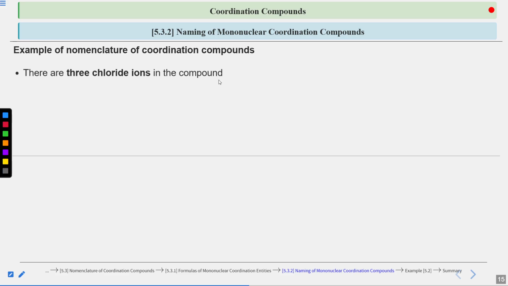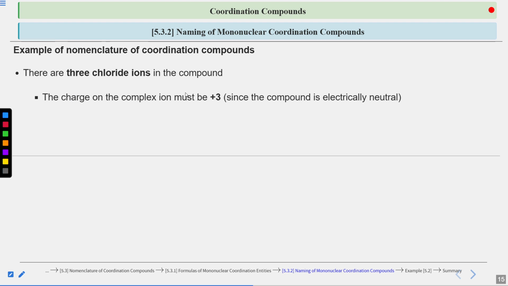There are 3 chloride ions in the compound. That means the charge on the complex ion must be +3, because 3 chloride ions will give us a -3 charge. Each chlorine has a -1 charge. So when the -3 charge is removed, a +3 charge will be at the complex ion, since the compound is electrically neutral.